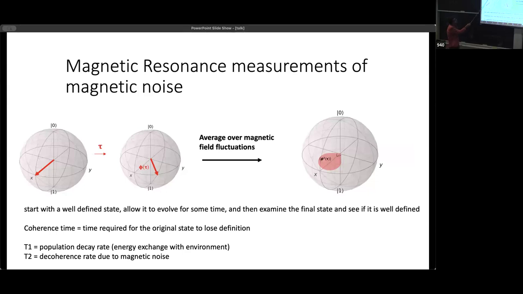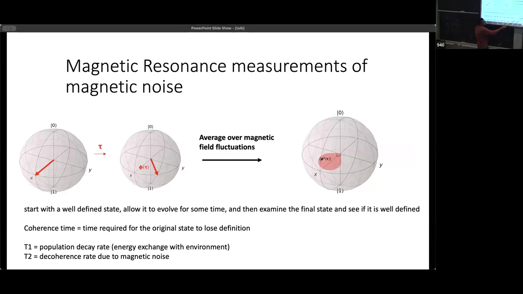So a little bit more of the details of how you do this. You start from a well-defined state. You sort of flip the state over into superposition. You allow that state to evolve for some time. And if the state is evolving under a constant magnetic field, then it will precess, but it precesses to a well-defined point. And you can always recover its own initial state by applying an appropriate pulse.